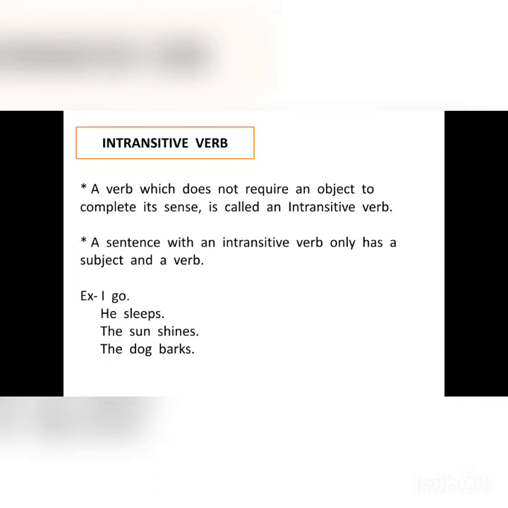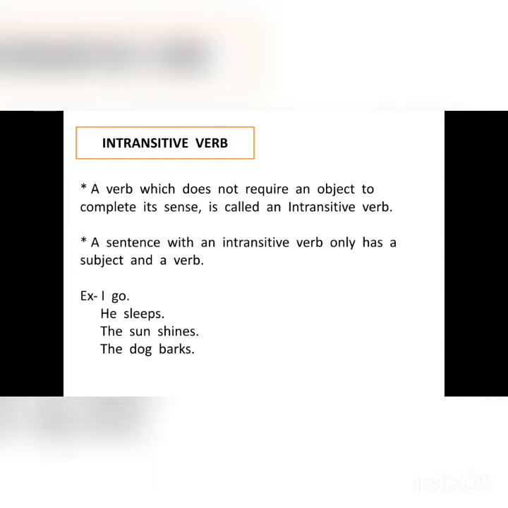Now let's understand what an intransitive verb is. A verb which doesn't require an object to complete its sense is called an intransitive verb. And a sentence with an intransitive verb only has a subject and a verb. Do remember, no object. Now let's see the examples. First sentence is, I go. I here is the subject. And go here is the intransitive verb because there is no object.